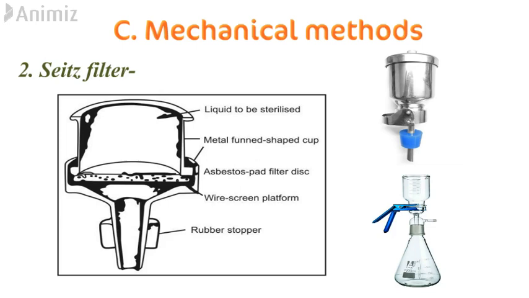The second type of filters are called sheet filters. They consist of two parts. The lower part holds a perforated disc on which a compressed asbestos sheet is placed, and the upper part for containing the solution. Filtration takes place by applying a negative pressure or a vacuum below the filter bed.